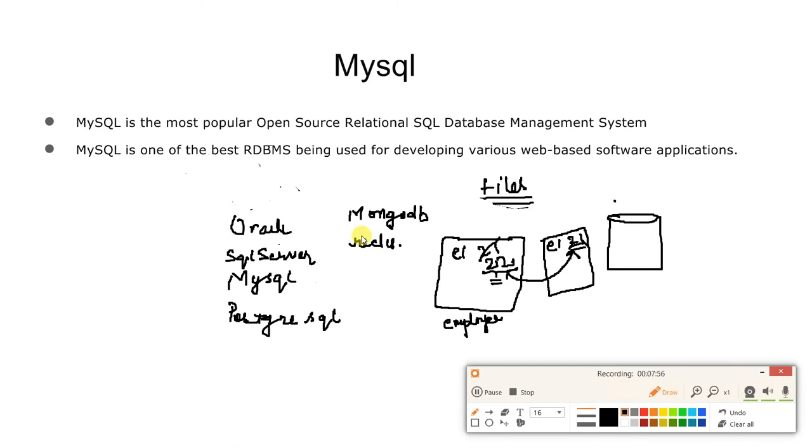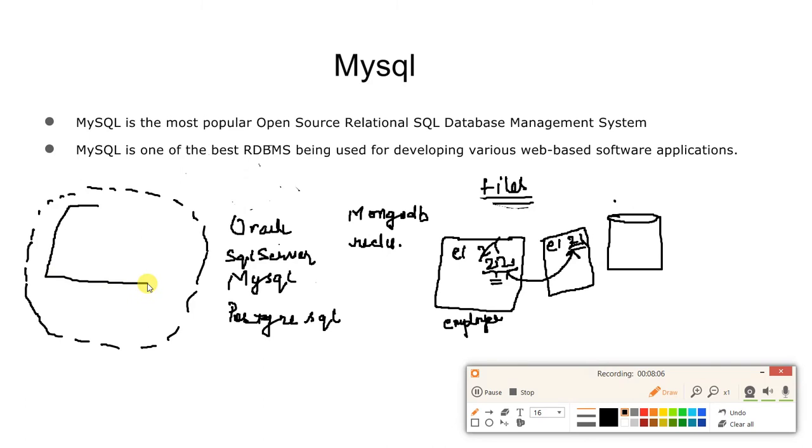So here, for example, suppose you have a server, and inside the server suppose you have a database. Inside the database, data will always be stored in the form of what? In the form of a table. So what exactly is a table? A table is an intersection of rows and columns.